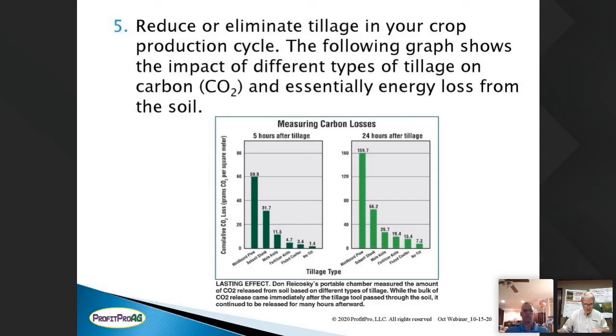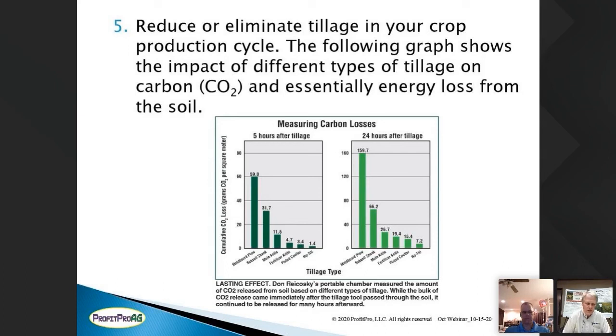You can see the major difference between the moldboard plow at 60 versus no-till at 1.4 on the amount of carbon released. After 24 hours, the moldboard plow went to 160 and the no-till is 7.2. So you can see the impact that tillage has on keeping the carbon and energy in the soil.